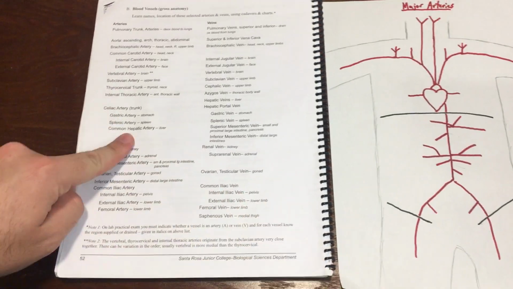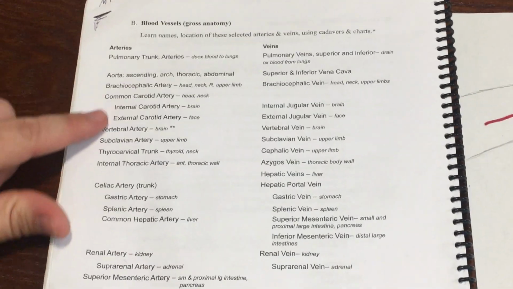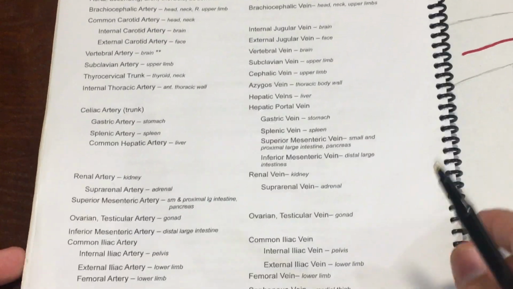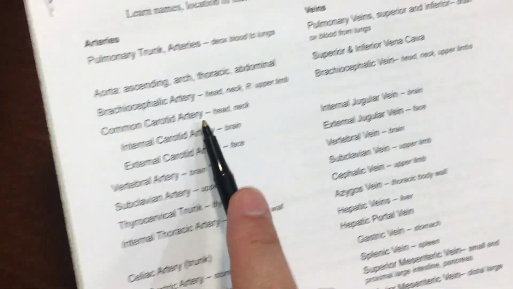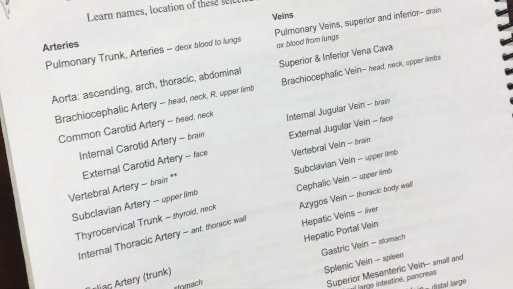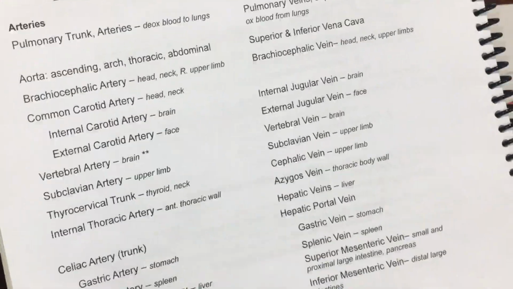It's going to be on this in the lab manual on page 52. We have it on the left side of the page, all the arteries that we want you to know. Also, if we zoom in, like looking at the common carotid artery, you have to know that it's supplying blood to the head and neck, because arteries are always supplying blood somewhere, whereas veins, on the other hand, are going to drain blood from a region.